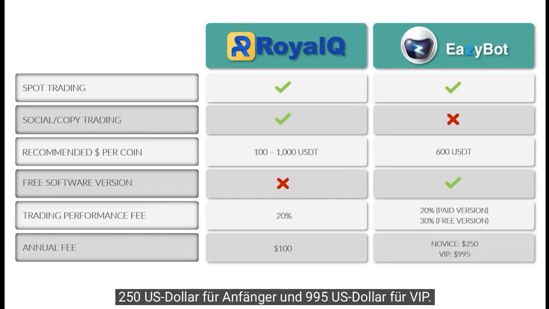$250 for novice, and for VIP it's $995. Obviously, there's a discrepancy there between the price of RoyalQ and Eazybot. However, a person can get started for free and always use their trading profits to upgrade if that price point is a concern for them.